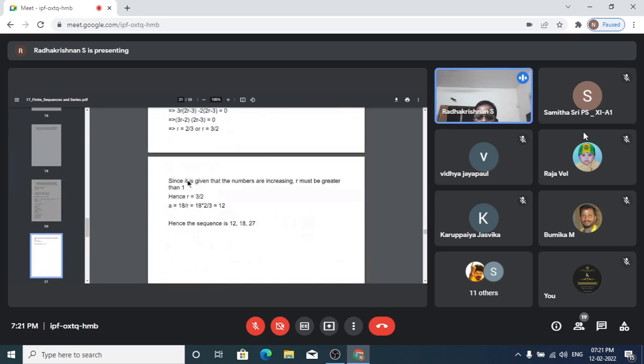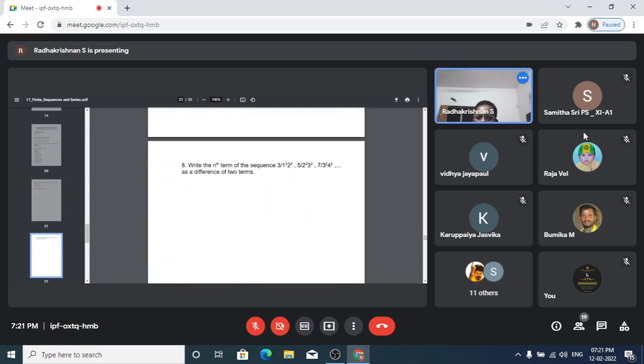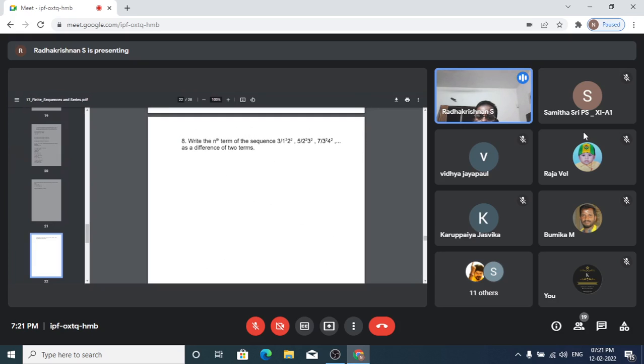So let's solve another problem. Write the nth term of the sequence 3 by 1 square into 2 square, 5 by 2 square into 3 square, and so on. So in a sequence, you have to write it as a difference of two terms. So you can write the nth term here.